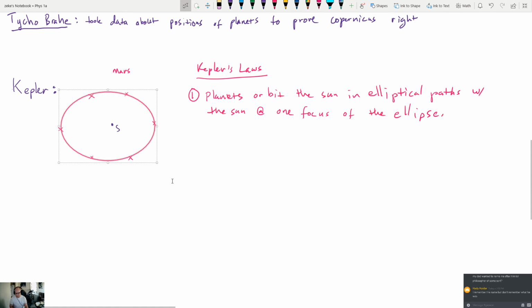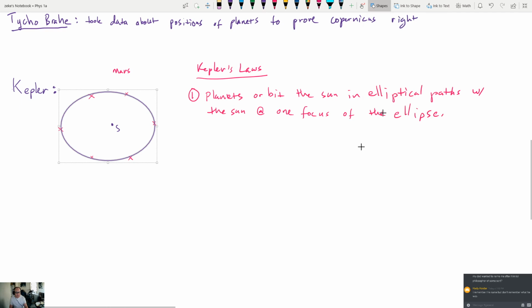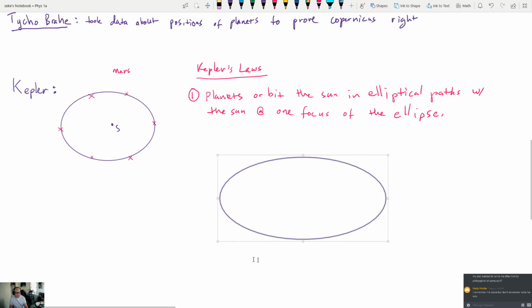Now, when you're talking about an ellipse, let's draw another one over here. Let's use a different color. An ellipse has certain properties. To show what those properties are, I'm going to draw a line straight through this ellipse like this, and then another line straight from the top to bottom like this. Let's talk about the properties of an ellipse so we can understand what the focus is.